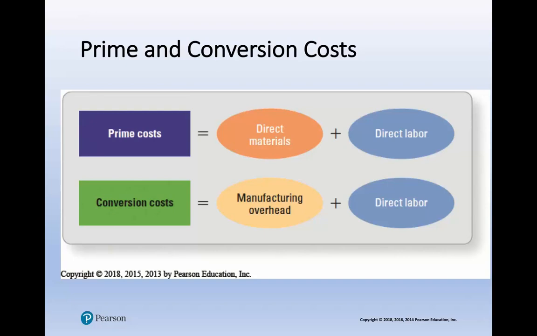A lot of the times, on your homework and on the quiz and on your first exam, what you'll see is a breakdown or a listing of a few costs, and it might ask you what is your prime cost. So you'd have to go through and say which one of these are direct materials, which one of these are direct labor, and then add those together. Same thing, it might say what's your conversion cost. You need to identify what is manufacturing overhead, what's direct labor, and add those together.